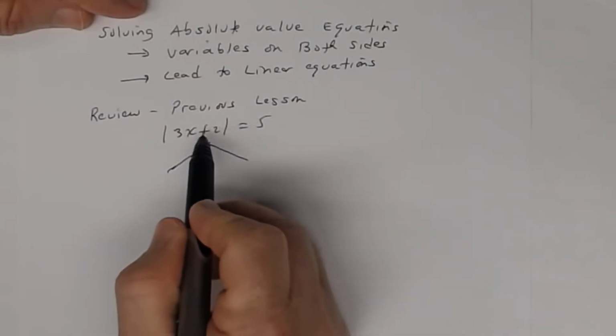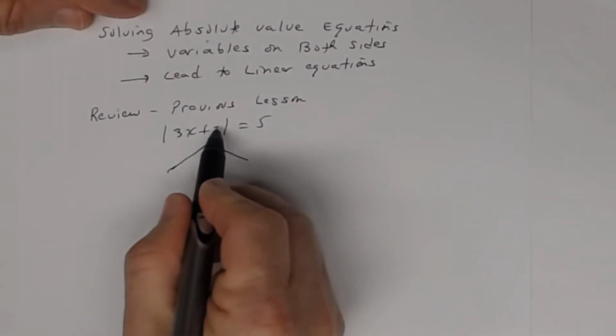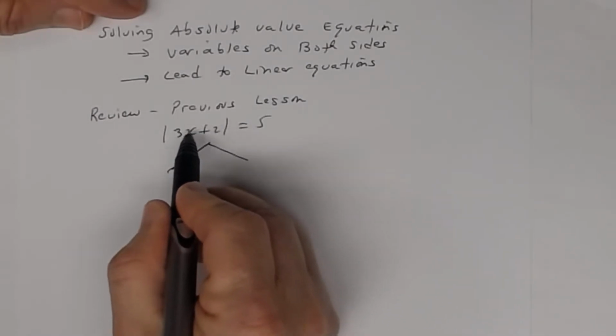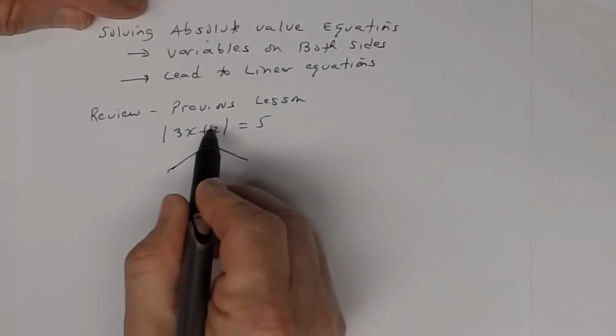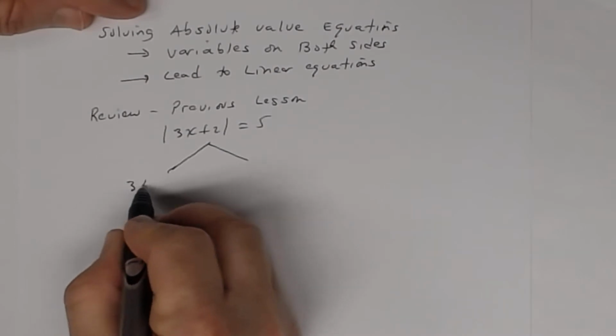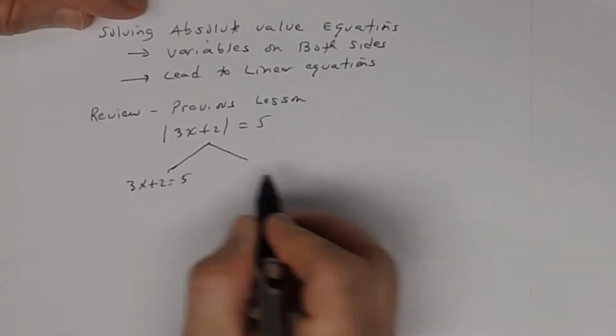in order for that equation to occur, if this is positive right here, whatever I substitute for x, if that turns out to be positive, then I can just say that this linear expression has to equal the other side. So 3x plus 2 has to equal 5.